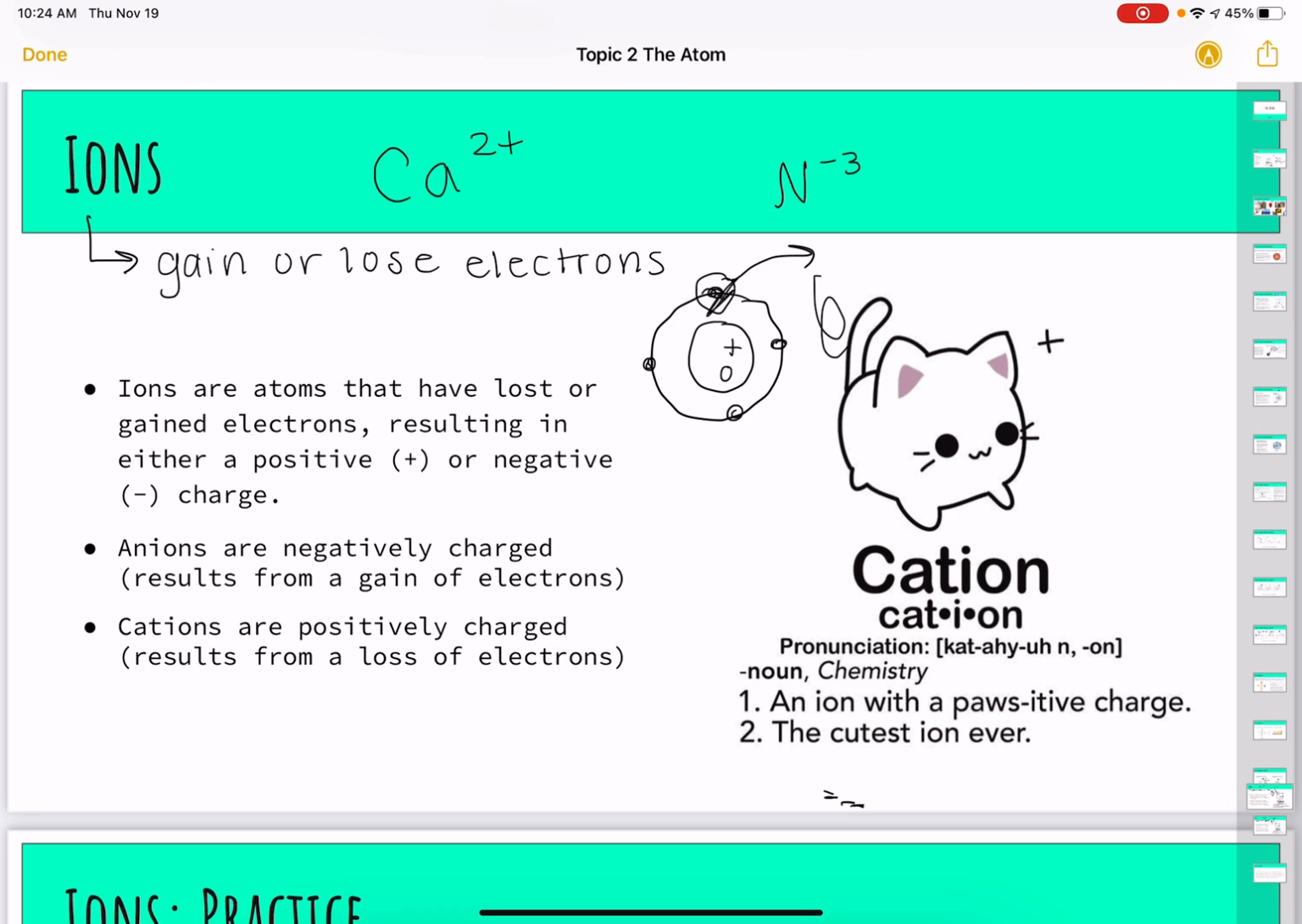So that is that. I'm just showing you that. So ions, they gain or lose electrons. The protons will always stay the same. So if you see calcium 2+ or you just see calcium, they're both going to have 20 protons. They're not going to change. The only thing that's going to change is the amount of electrons.